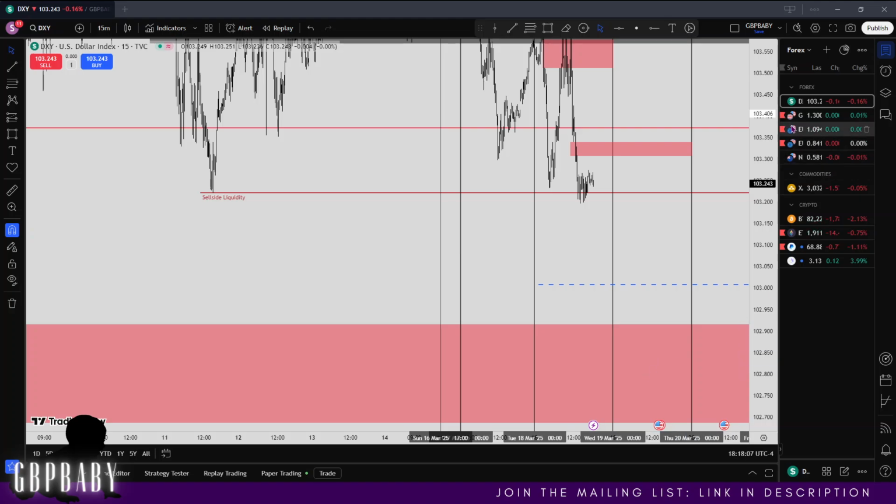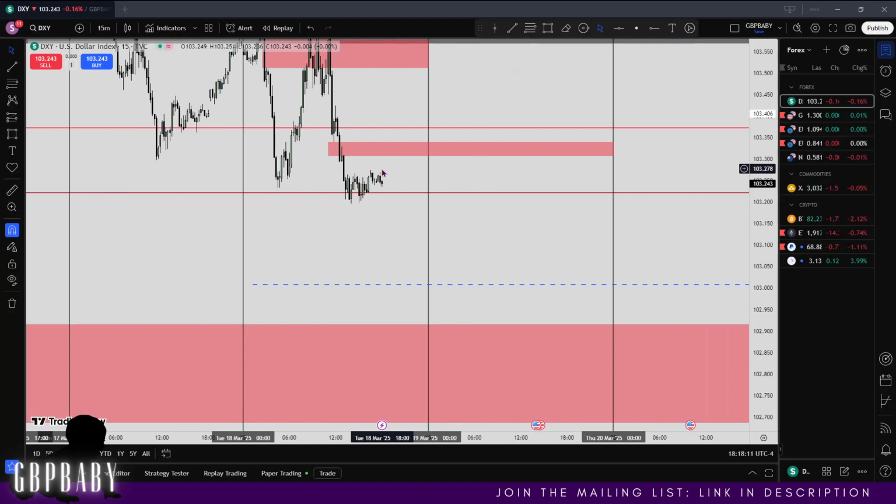We've got to remember that our draw and our biases are coming from the monthly, so as much as we may think that there are any kind of reversals on lower time frames and we want to change our bias, we need to remember that the monthly is always going to be stronger than say the 4 hour or the daily, and because of that we should stick to our biases until proven otherwise.